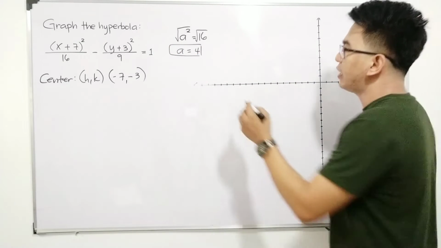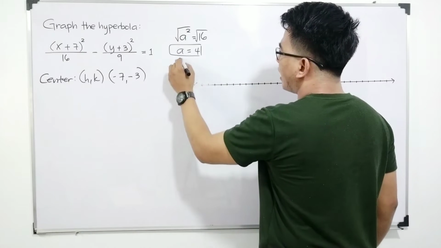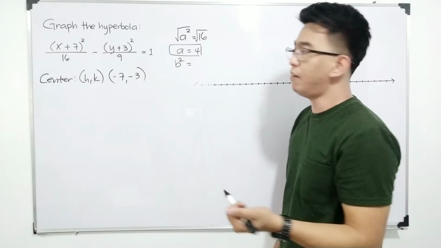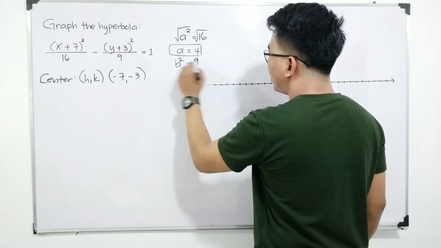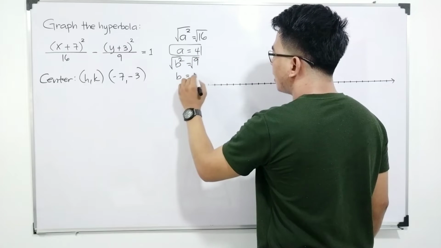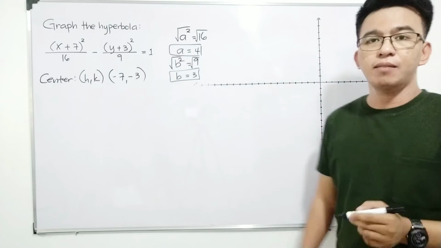Next, get the value of your b. Yung b squared natin is ito, yung nasa ilalim ng negative term. So that is 9. And getting the square root of b squared, which is 9, that will give you b is equal to 3. Ito ngayon yung value ng ating b.